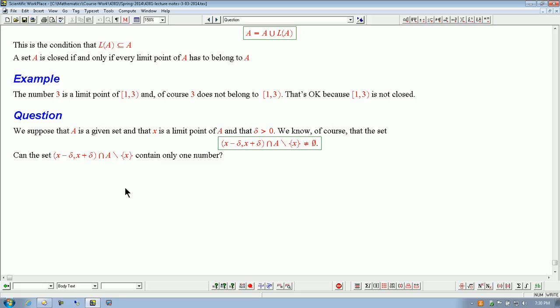Let me see how many people are voting for that. I'm going to give you a proof that there can't be only one. 1, 2, 3, 4, 5, 6, about 10 people. How many people say I'm going to come up with a diabolical little example? I'm going to show you an example of a set A and a limit point x of A and a positive number delta, and lo and behold, in that set over here there will be only one number. How many people think I'm about to give you an example? I've got 4 votes. So by democracy, the noes have it, right?